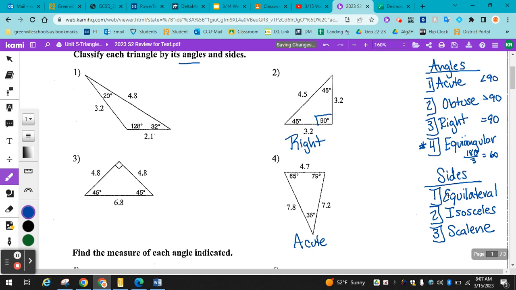And then by sides, equilateral, all 3 sides are equal. Isosceles, there's 2 sides that are equal. And scalene is where none of the sides are equal.